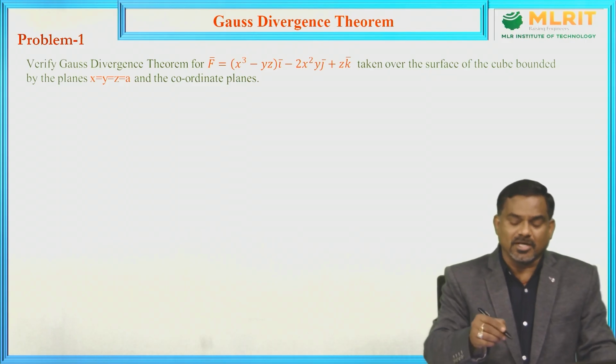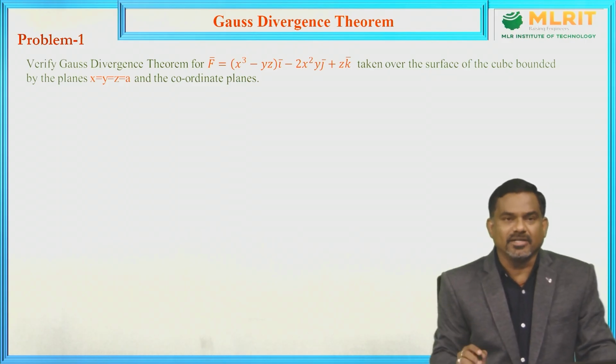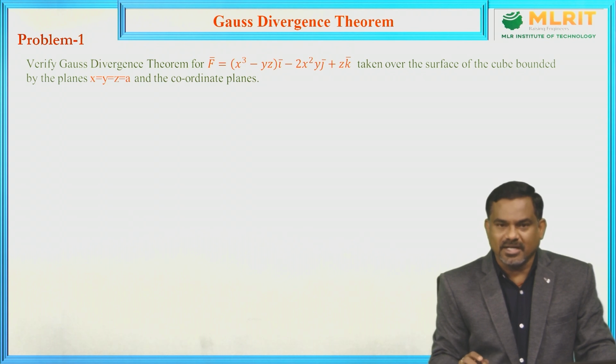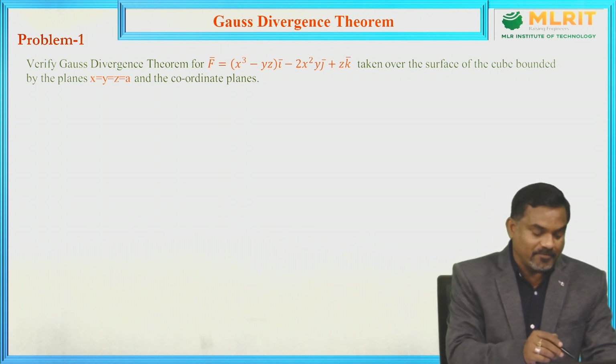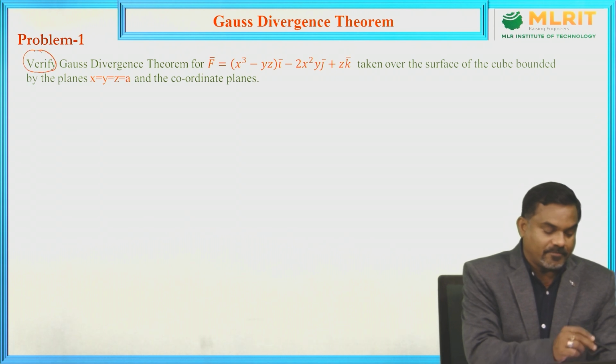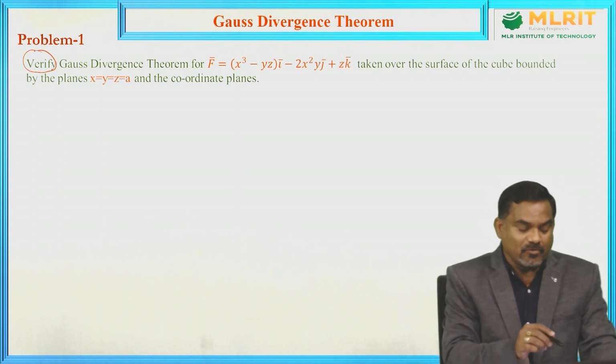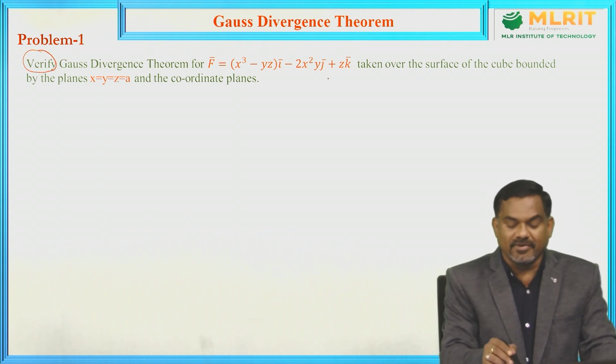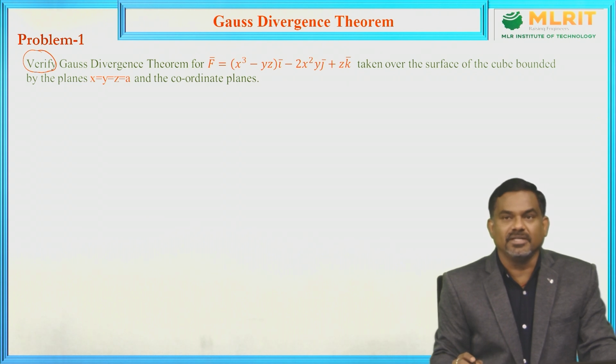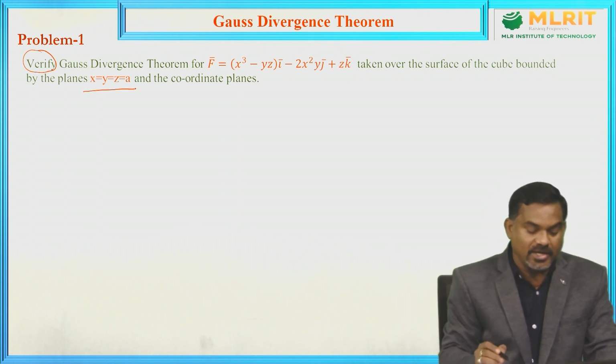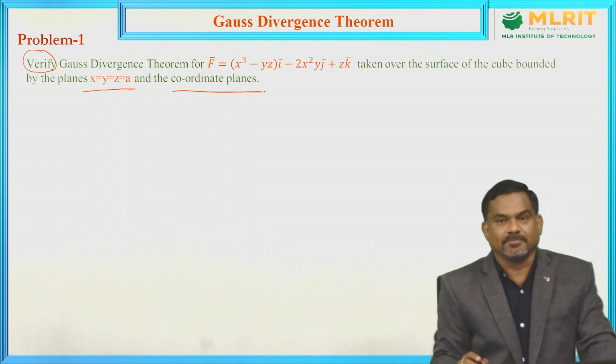Here the problems are of two types. One is to verify the Gauss Divergence Theorem and the second is to use Gauss Divergence Theorem. So in problem 1, it is given to verify Gauss Divergence Theorem for the given vector taken over the surface of the cube bounded by the planes x equal to y equal to z equal to a and the coordinate planes.